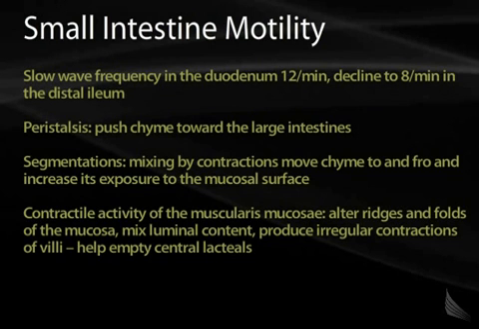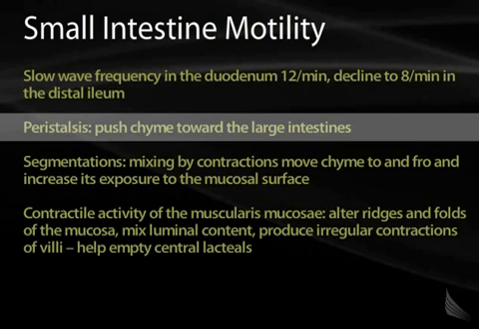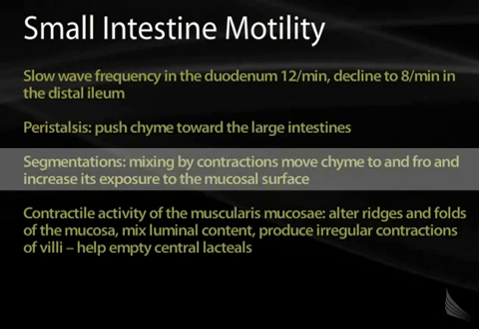We've been talking about small intestinal motility throughout this module. There are slow waves in the duodenum at a rate of 12 per minute, which decline to 8 in the distal ileum. Peristalsis helps to push chyme towards the large intestine. This is when contraction will occur with relaxation in front of the wave, resulting in propulsion of food. Segmentation occurs to help mix by contraction, so that chyme is moved to and fro to increase its exposure to the mucosal surface.